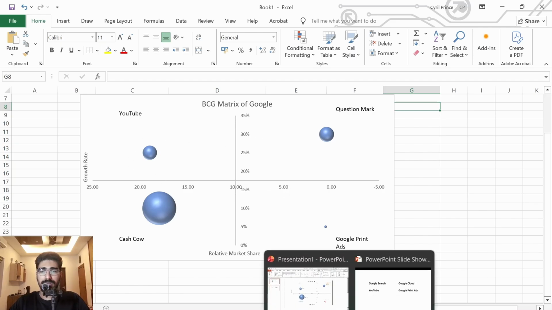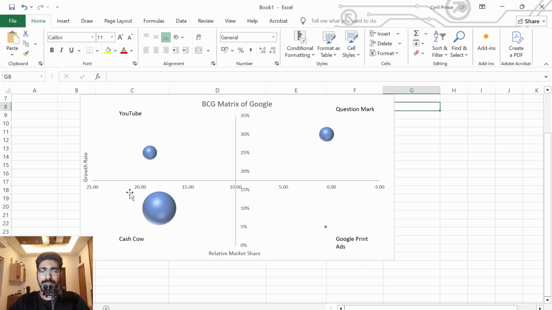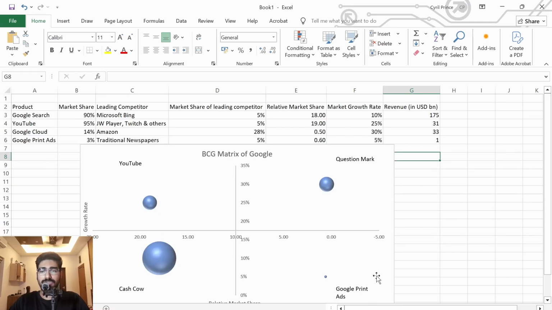You can try to make it look much better using different colors, but this is the base way to make a BCG matrix.